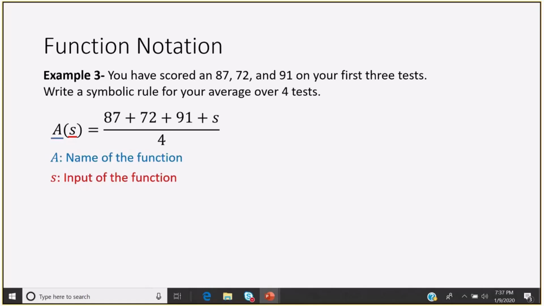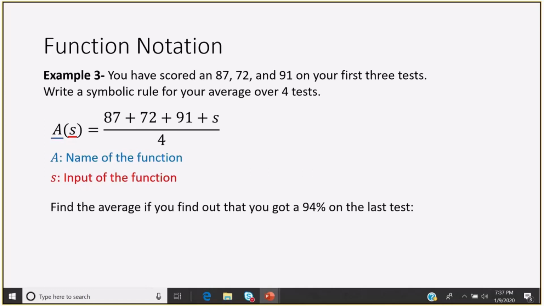And so I've kind of already said it a couple of times, but how you would say that is A of S. You would say the name of the function, then you say of, and then you say your input. So anytime you hear f of x or A of S, that's what we're talking about. We're talking about the function notation.